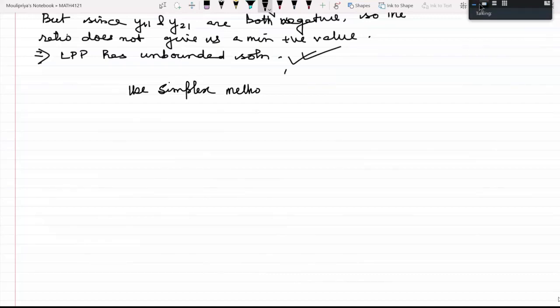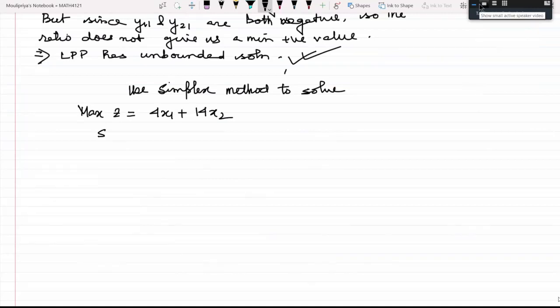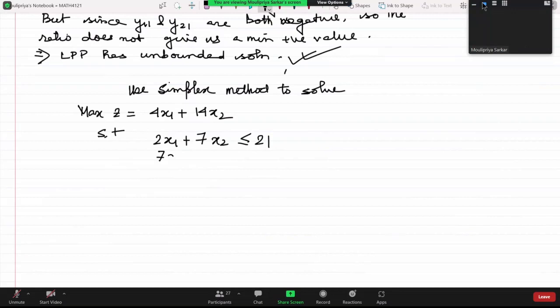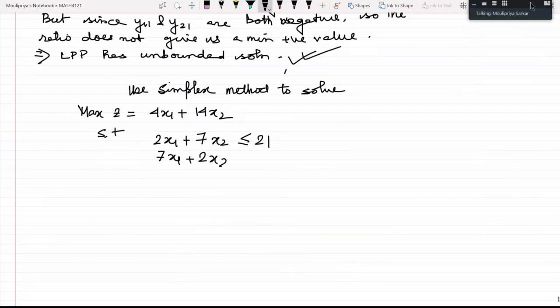Simplex method to solve. You are given max z equal to 4x1 plus 14x2 subject to 2x1 plus 7x2 less than equal to 21 and 7x1 plus 2x2 less than equal to 21. x1 and x2 are of course given to be non-negative variables.